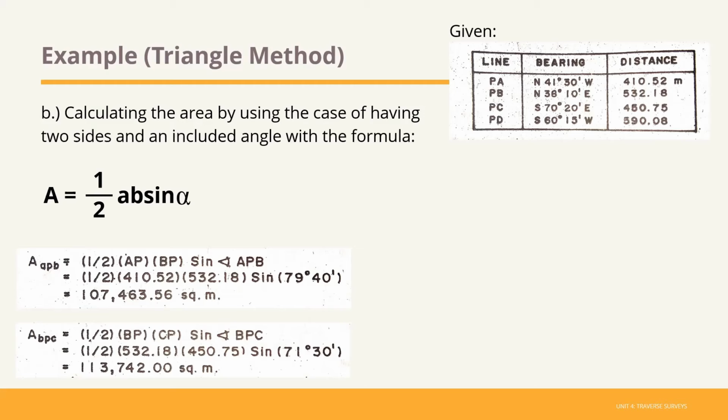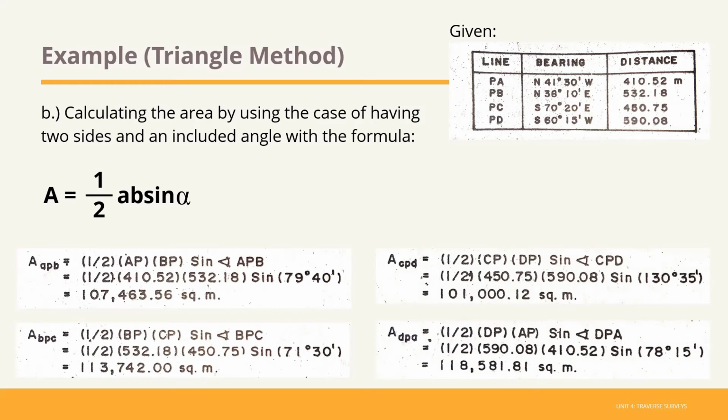Next is the second triangle, the triangle BPC. It is the same process as what we've done on the triangle APB. We'll input the side a, which in this case is BP, the side b, which is CP, and then the alpha, which is the angle BPC, and we'll have an area of the triangle BPC of 113,742 square meters. And that's the same process in getting the area of the triangle CPD and the area of the triangle DPA.